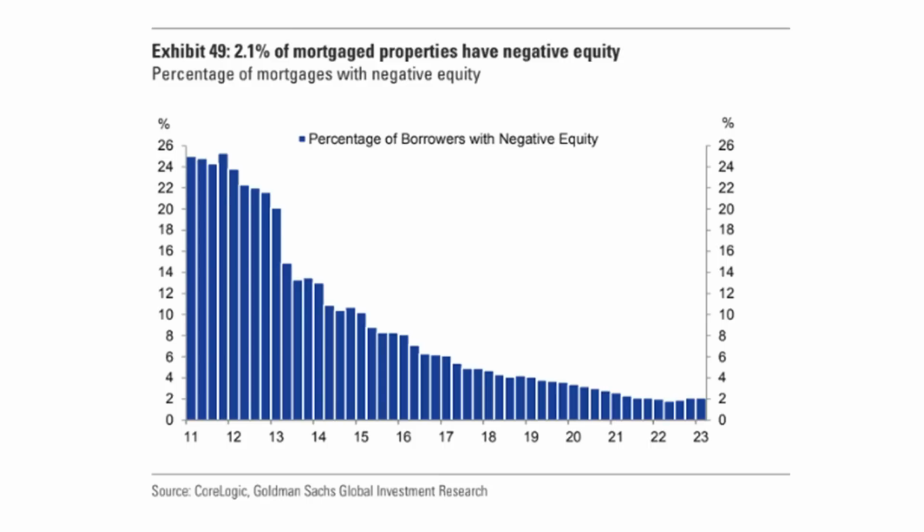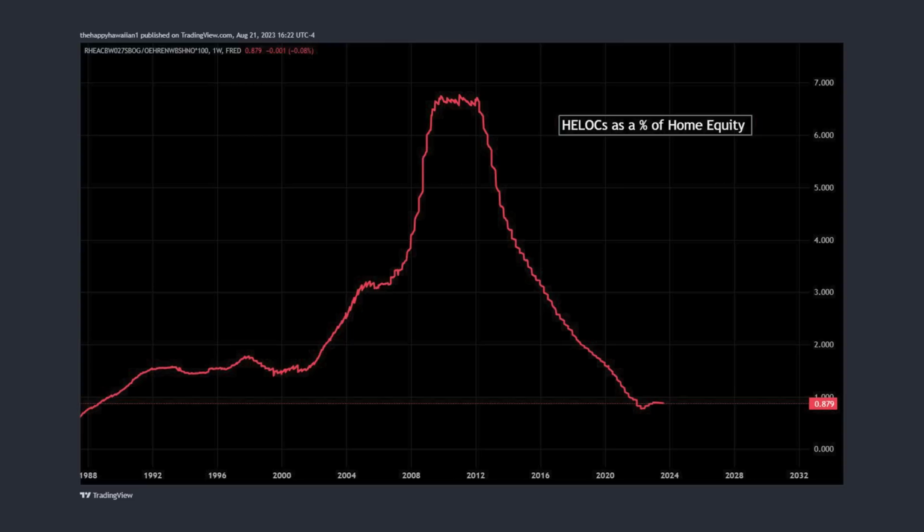A couple of interesting facts that show that if housing prices fall, there's plenty of cushion. Bank of America says 2.1% of mortgaged properties have negative equity, which is lower. It's down from 25% in 2011, which is a crazy high number. Only 0.88% of home equity is being used in HELOCs currently, the lowest level since 1988. It peaked at almost 7% a few years ago. So there's plenty of room to maneuver here for people who own houses already.